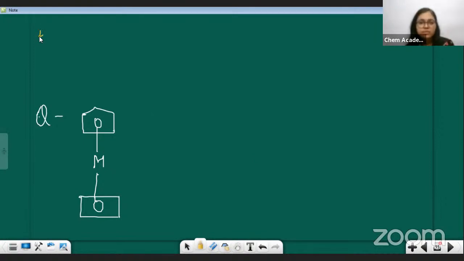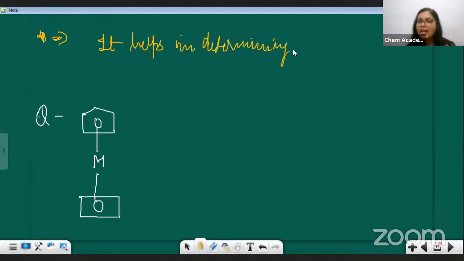So, the next application is, I don't remember the number, but the next application is, it helps in determining the metal ion. 18 electron rule also helps in determining the metal ion.